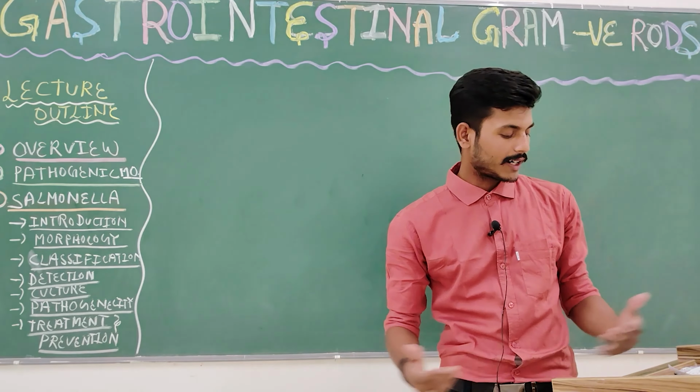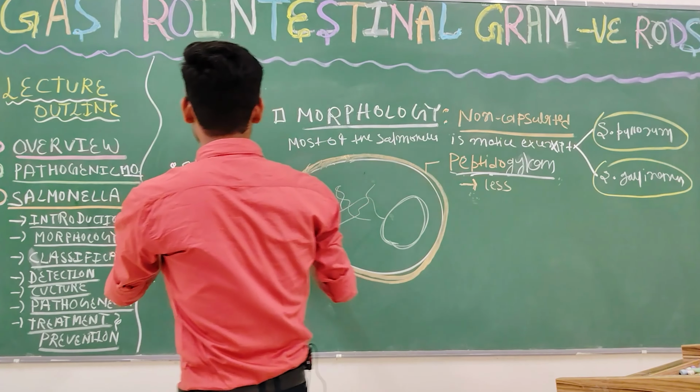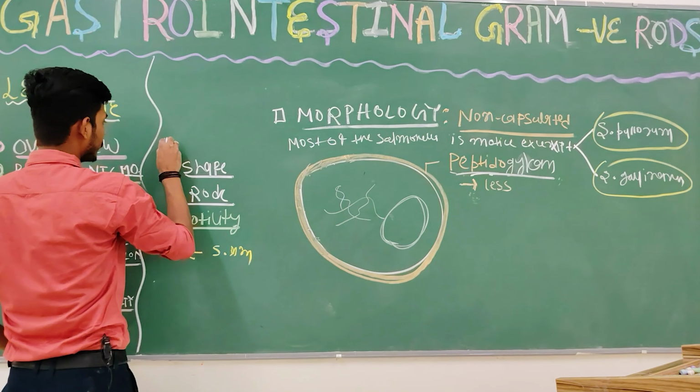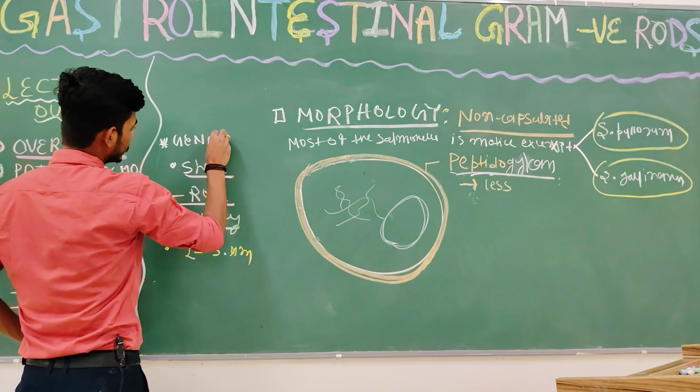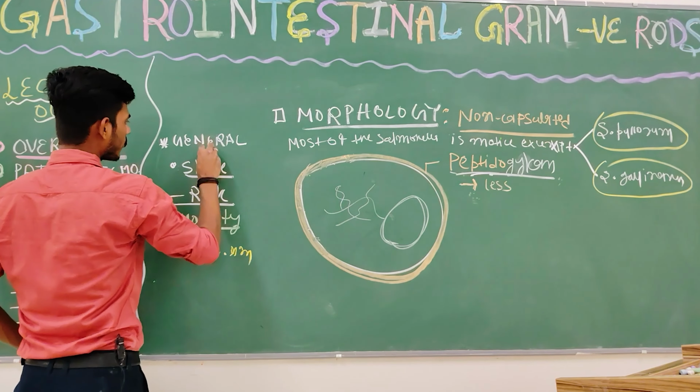Now this is about their morphology. And you should write down their length. Their length is in micrometer. And how much? It is 5 micrometer in length. How much? 5 micrometer. This is their morphological appearance. Apart from that, now we have to look at their colony morphology. Okay? This is about their general morphology. This is Salmonella in general morphology.